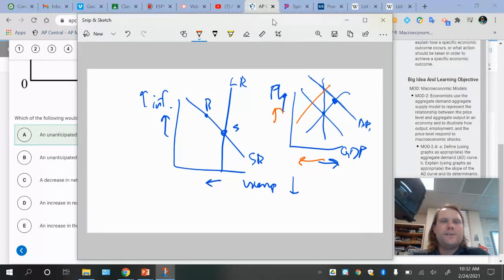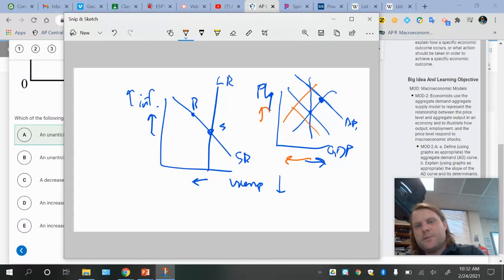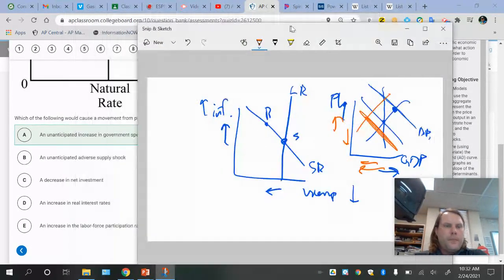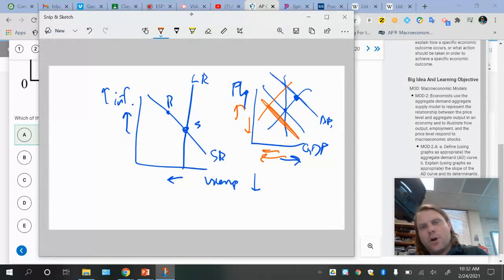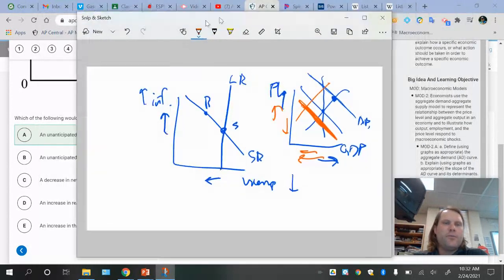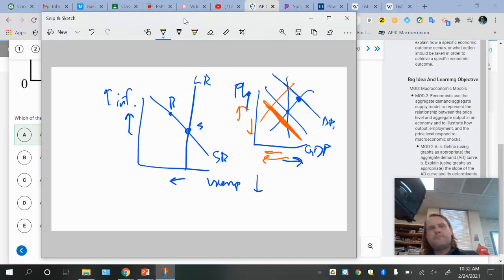Letter C, a decrease in investment. A decrease in investment is going to do this, right? That's going to go here and here. Increase in real interest rates. That's also going to do this. Increase in labor force participation rate. That's going to actually be doing something like this. Assuming they take lower wages, that may not necessarily shift things too far to the right. So the only one that makes sense is an increase in government spending.